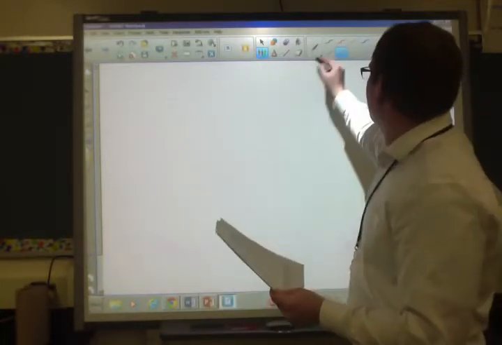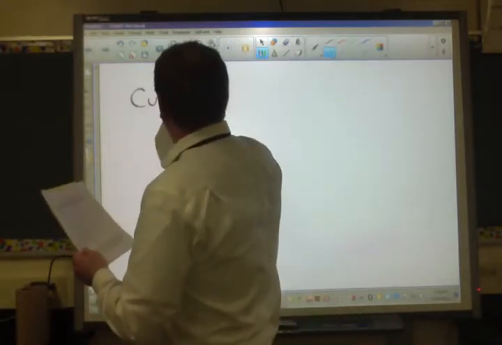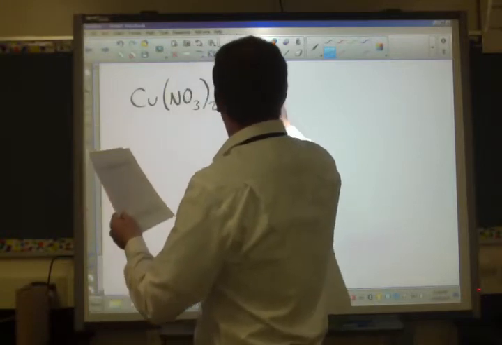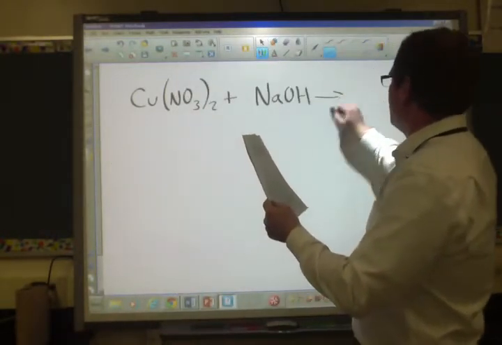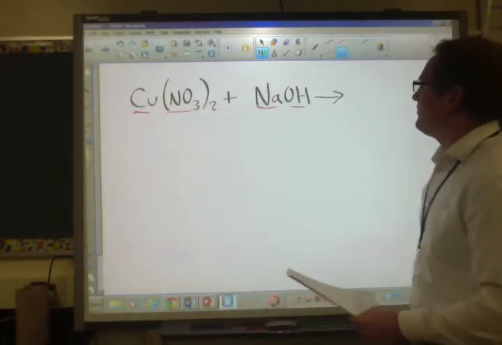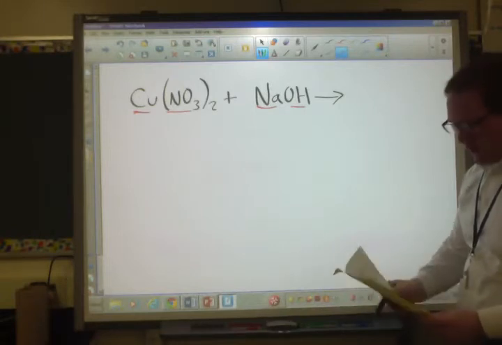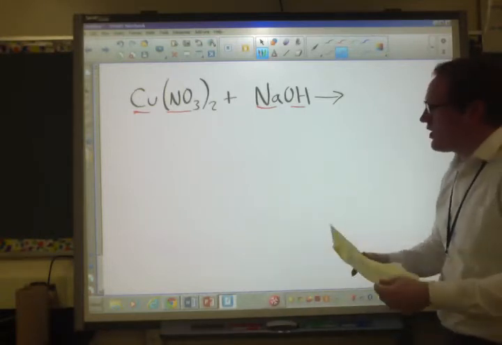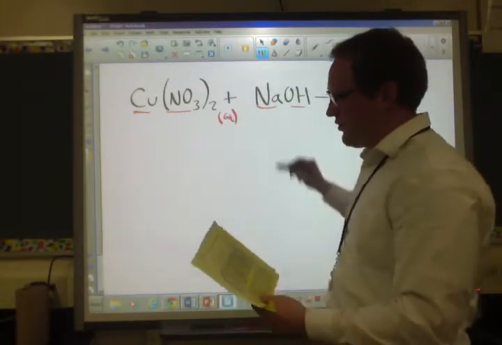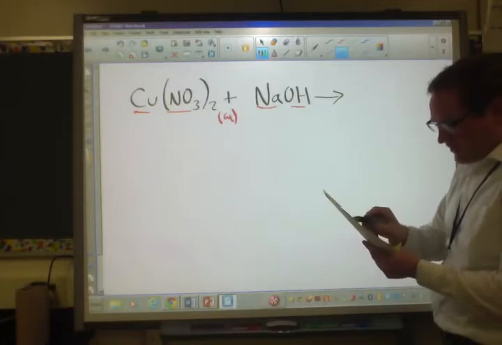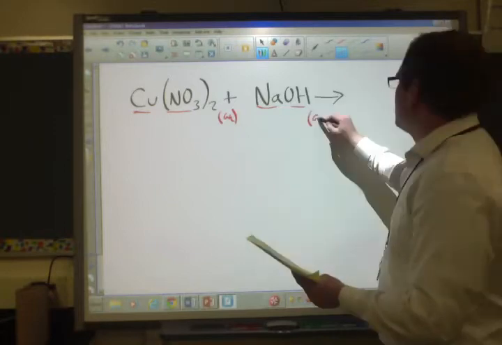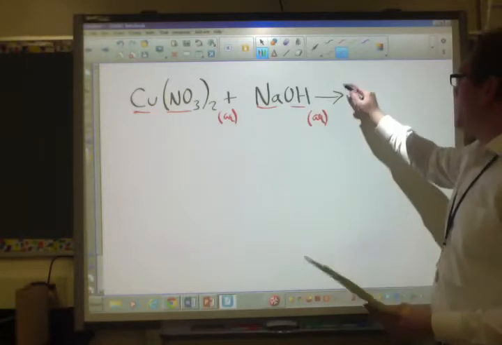Okay, number 8. Cu(NO3)2 plus NaOH yields. So this one is double. So the first thing we check is, is the reaction going to take place? So copper nitrate, I know that this is going to be aqueous. Nitrate, always aqueous. NaOH, I believe, is also aqueous. Hydroxide, sodium. Yep. So the reaction will, in essence, begin.